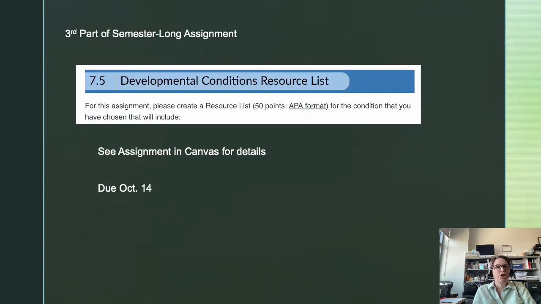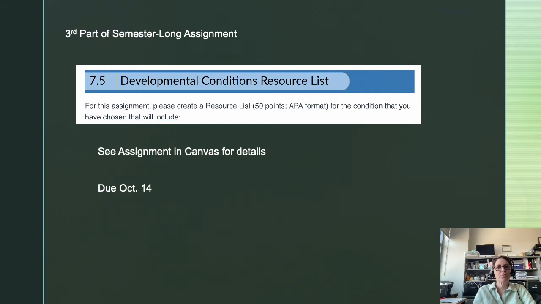Part of that discussion can also inform your next written assignment, because now we've given you specific details in assignment 7.5, which will be due October 14th, on how to create a resource list for use by that early childhood educator or those parents. So we go into 6 different types of resources we'd like you to try to find and basically put together in a document in APA format.